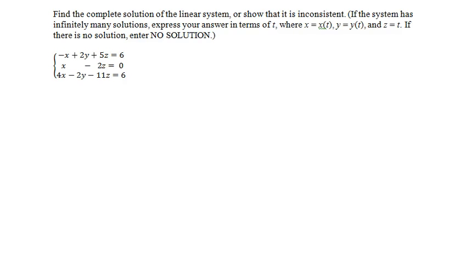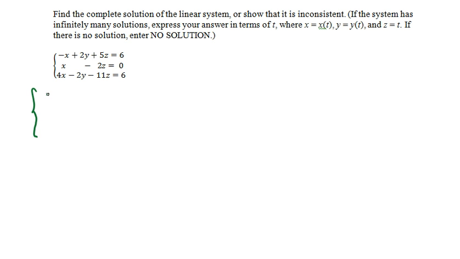Here we're going to find a complete solution of the given linear system, or show that it is inconsistent. That means show that it has no solutions. So in this case, we're going to use the first equation to operate on the other two.